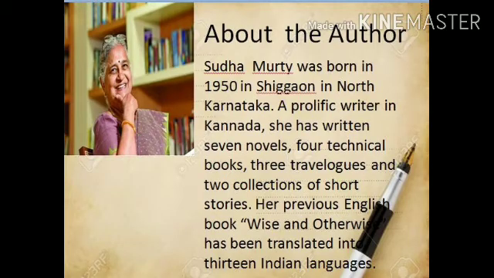Sudha Murthy was born in 1950 in Shiggaon in North Karnataka, a prolific writer in Kannada. She has written 7 novels, 4 technical books, 3 travelogues, and 2 collections of short stories. Her previous English book, Wise and Otherwise, has been translated into 13 Indian languages.